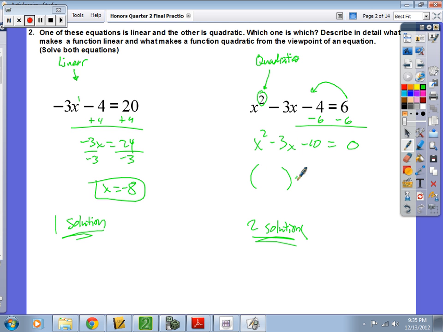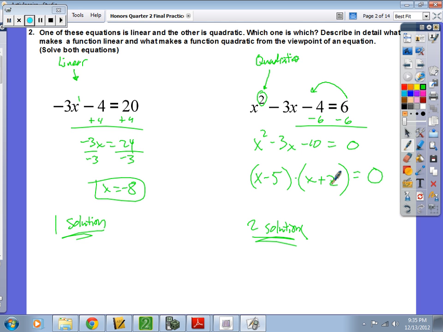Because if I can rewrite this addition problem as the product of 2 factors, so I'm factoring it. What are the factors of x squared minus 3x minus 10? It is going to be x minus 5 and x plus 2. Because a minus 5 times 2 is going to be my minus 10, and if I add them, it's going to be a minus 3.